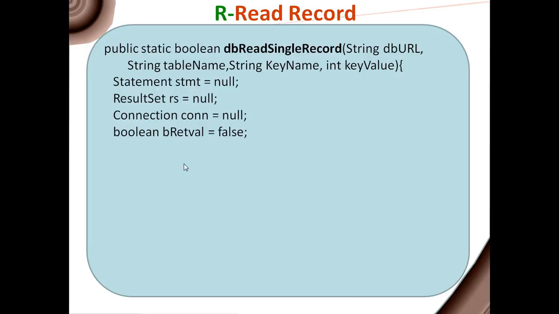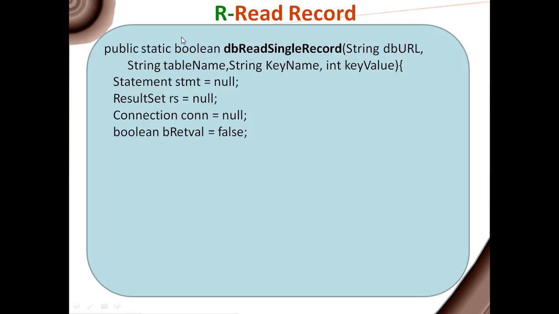Now we will come to the second category of reading, that is, reading a single record. That's why the name of the method here is written as dbReadSingleRecord. It is again going to take a database URL and a table name, and a few more parameters, because we require the key name as well as the ID, that is, for which single record we need to read. So this is the primary key.